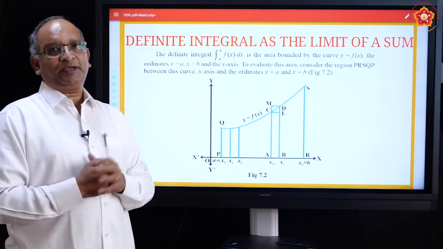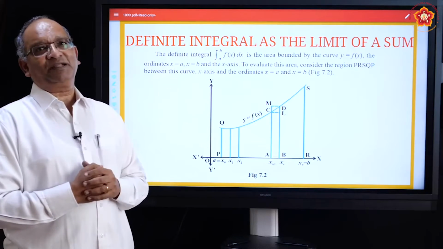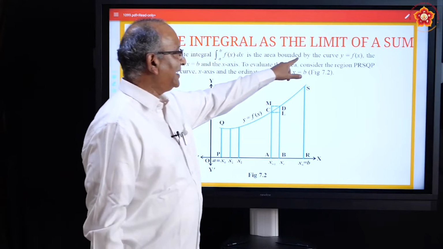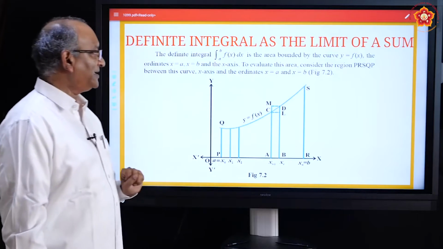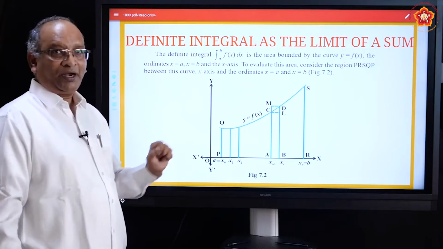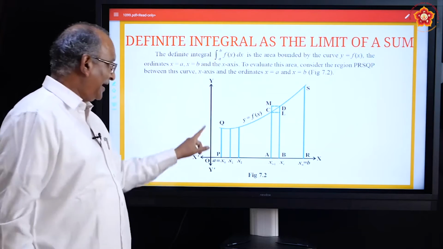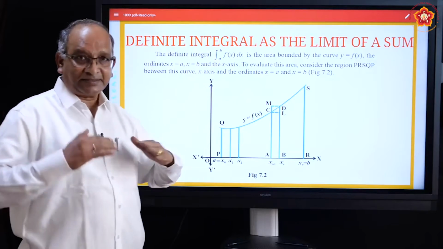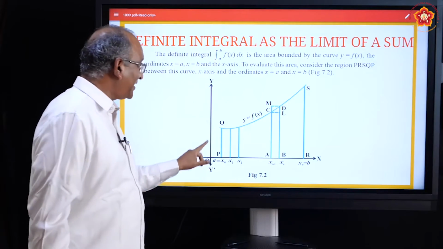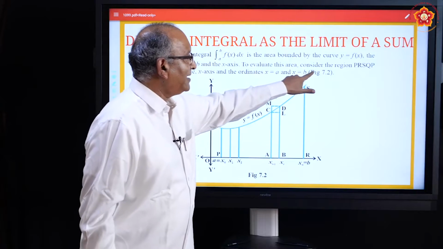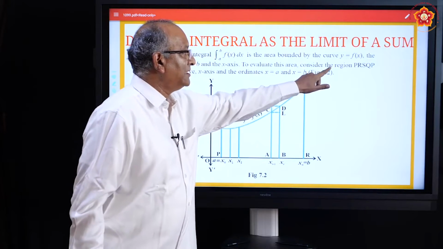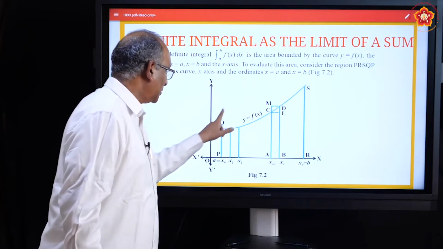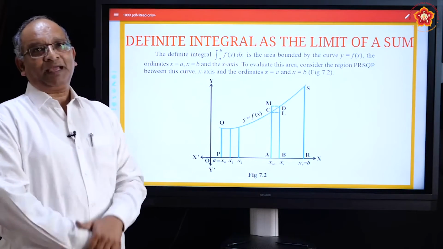In whichever way you want, you can put it. So once again, let us go back to the definition, which says the definite integral from a to b of f(x) dx is the area bounded by the curve y equal to f(x) and the ordinates. Ordinates means the vertical lines x equal to a and x equal to b, and the x-axis, above the x-axis. Basically we are trying to say, to evaluate the area, consider the region PRSQP. This is the area we want to calculate.